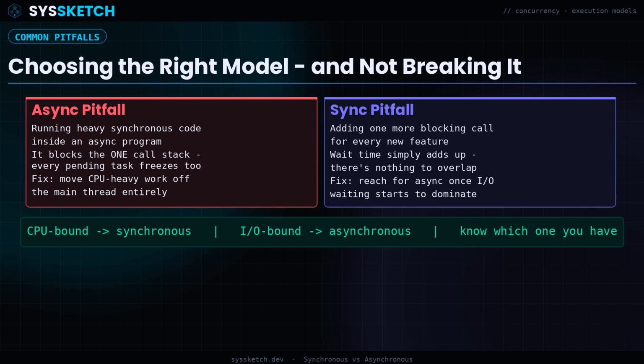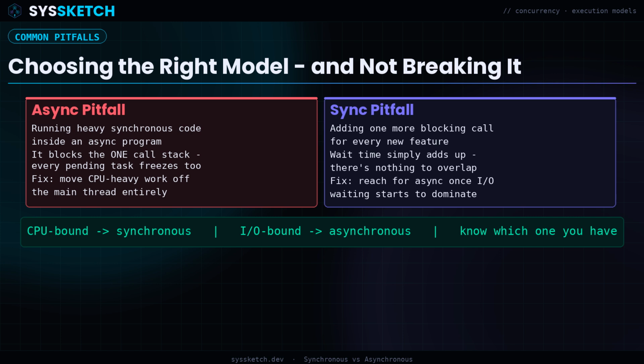So which one should you reach for? Synchronous code wins for CPU-bound work, tight loops, math, image processing where there's no waiting to overlap, only computation to finish, and the extra machinery of callbacks and promises just adds overhead. Asynchronous code wins for I/O-bound work, anything touching a network, a disk, or another service, where most of the time really is spent waiting, and that waiting can be shared across many tasks at once.